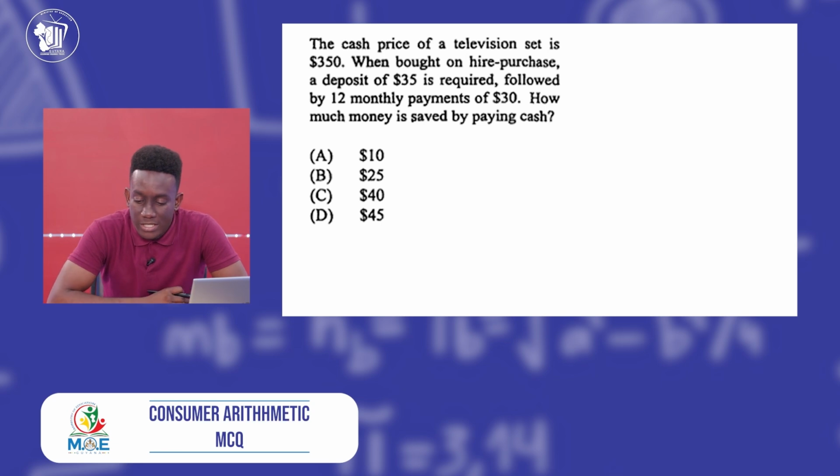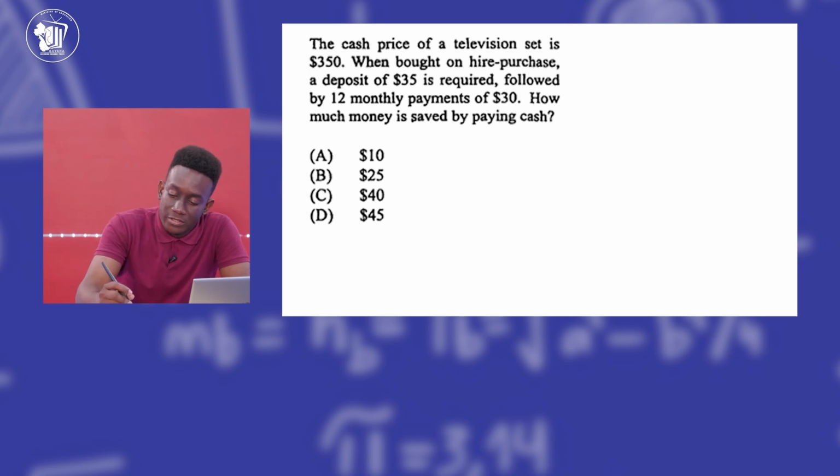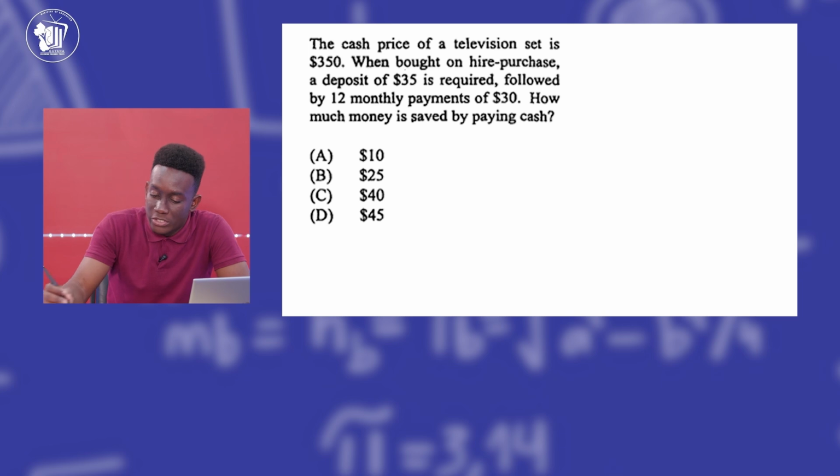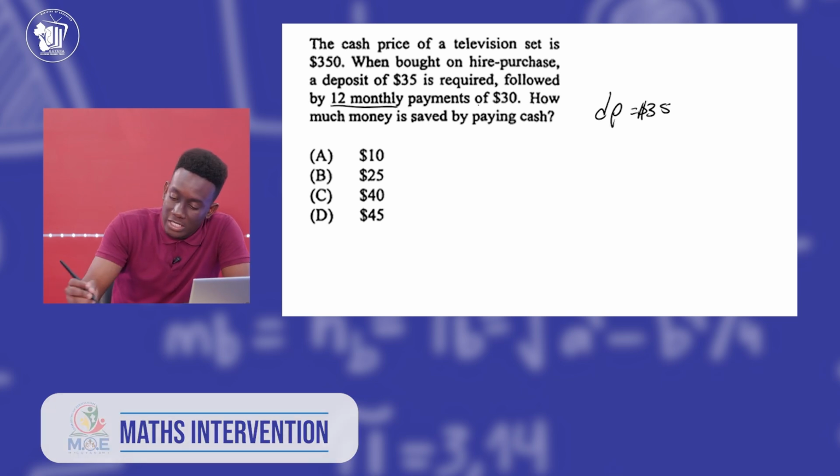The next one says, the cash price on a television set is $350. When bought on hire purchase, a deposit of $35 is required, followed by 12 monthly installments of $30. How much money is saved by paying cash? So we see the cash price of the television set is $350. For hire purchase, it must pay a down payment of $35, and then 12 monthly installments of $30.